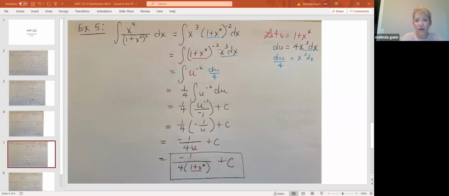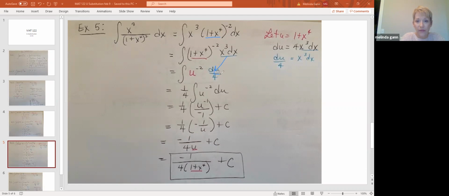Now, again, I just rearranged the order and put them together because I noticed over here they were together. So I just solved for x cubed. So I solved for both of them at once. Now, you'll see a problem in a second where I can't do that. If I can, I do. So if I divide both sides by 4, x cubed dx is just du over 4. So I just replace this x cubed dx with du over 4.